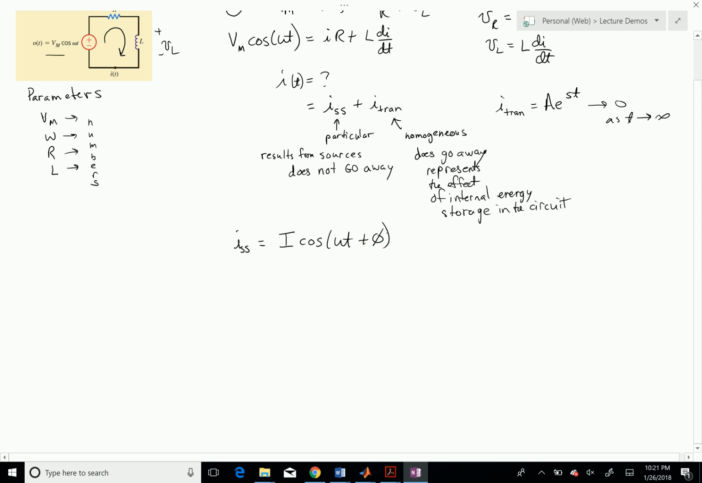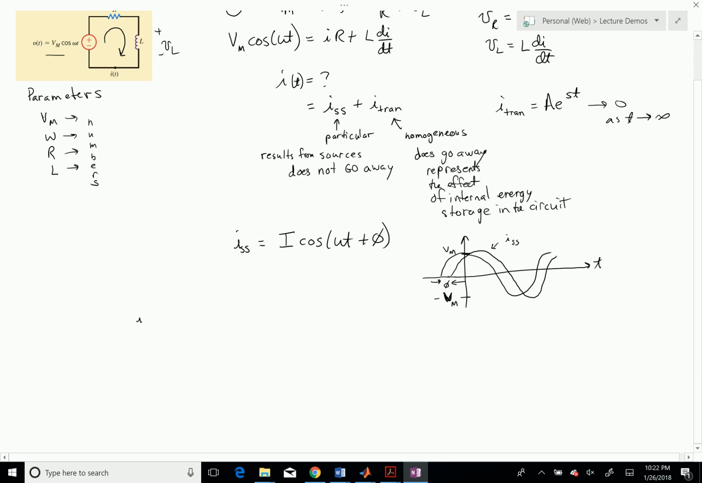This form is important because what it says is that I'm guessing that the solution has the same frequency as the input, but a different amplitude and a different phase angle. So in other words, something like this. Here's t. Not a great drawing, but not too bad. Here's a cosine waveform like this. So this would be Vm cosine omega t. This might be my I of t, my I steady state, where this gap here is what I call phi. In other words, I'm assuming that they have the same frequency, but they're shifted from each other and maybe have a different amplitude.